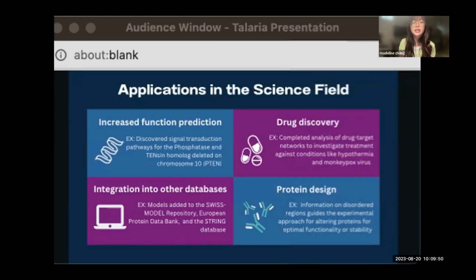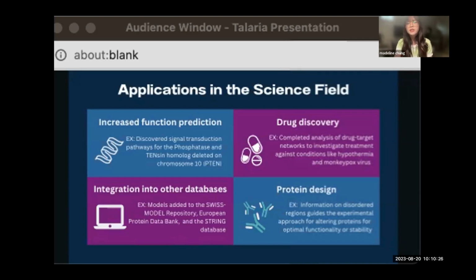AlphaFold has also been integrated into other databases in which its models are displayed alongside these other resources. And this includes databases such as the Swiss Model Repository, the European Protein Data Bank, as well as the String database. And interestingly enough, the String database is actually used for protein-protein interactions, which is not similar to AlphaFold whatsoever. However, it uses AlphaFold models to visually represent these interactions, which is very beneficial to researchers who are using these databases.